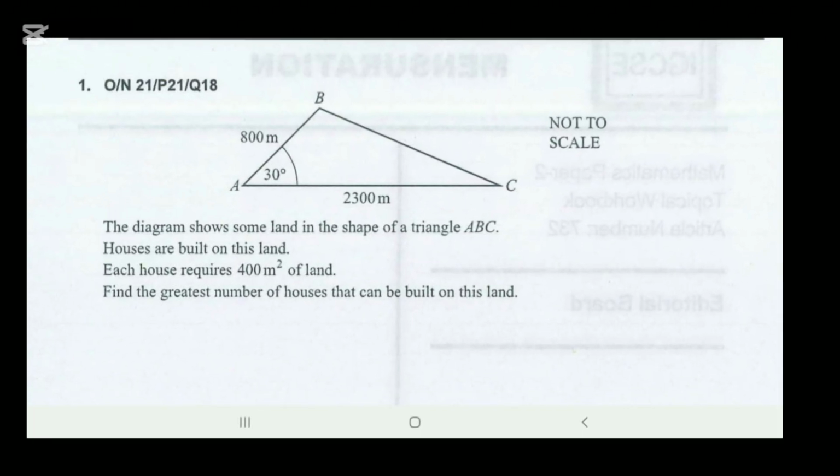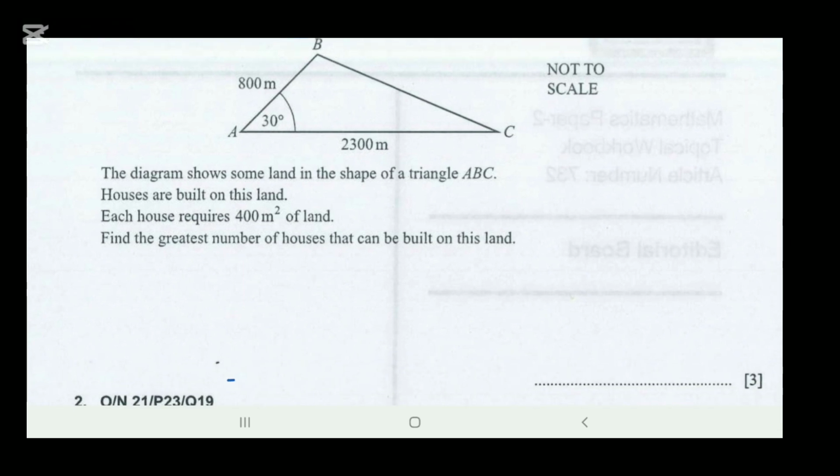So this is question 21. The diagram shows some land in the shape of triangle ABC. Houses are built on this land. Each house requires 400 meter square of land. Find the greatest number of houses that can be built on this land. So actually first of all we have to find area of this triangle. So area of triangle, and angle is involved, so this formula will be used.